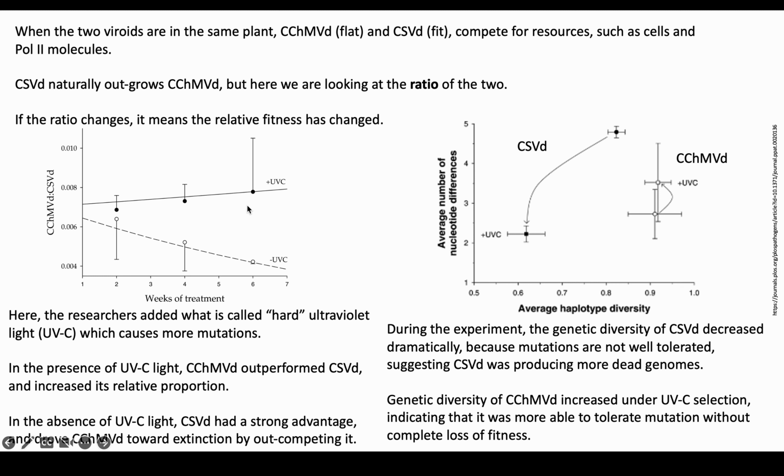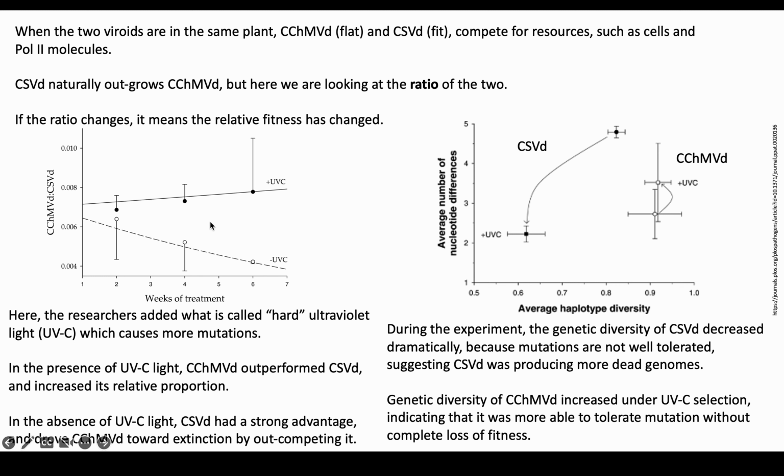And we think this is because it's able to tolerate a wider range of mutations that change both its sequence and its secondary structure. Compare the two, though, under the presence of no ultraviolet, so there's no mutations coming in, and CSVd just outcompetes chlorotic mottle to the point where chlorotic mottle is headed for extinction after about 6 weeks. Probably somewhere around 8 weeks is when we'd expect that to actually become extinct. And this is because in the plant there's a limited number of polymerase II, limited number of cells to infect, and so these two viroids are actually competing against each other for scarce resources.